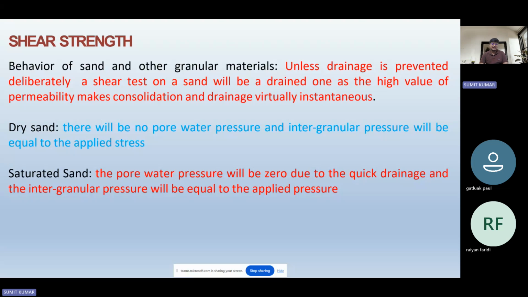I have given the example: take a container and keep the sand in it, and allow a fixed amount of water to cross through the sand particles. Make some perforations at the bottom of the container so that the water can flow out. You will see that the flow of water through the sand, or maybe gravel, is very fast, while in clay it will take a very large duration of time. So drainage is very much faster in sand and granular material. For dry sand there will be no pore water pressure and the intergranular pressure will be equal to the applied stresses, while for saturated sand the pore water pressure will be zero due to the quick drainage and the intergranular pressure will be equal to the applied pressure.